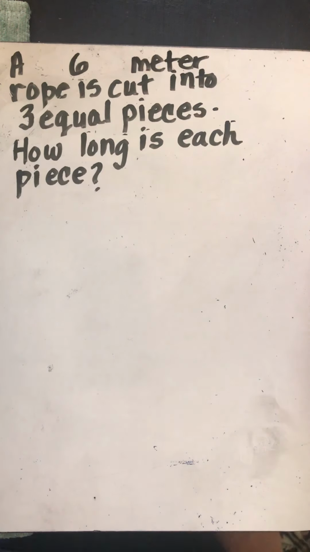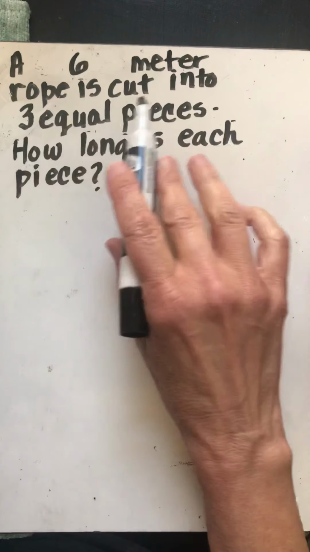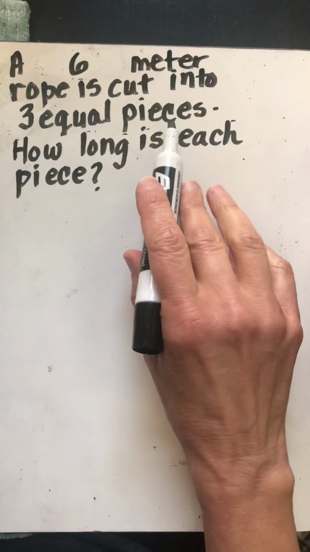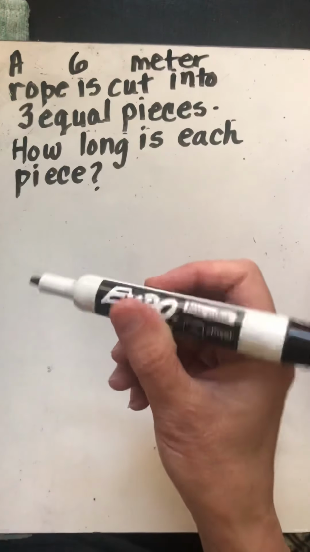Today we're going to talk about how to divide fractions, but we're going to start with something that we know about, plain old division. So we're going to start with that. A 6-meter rope is cut into 3 equal pieces. How long is each piece?